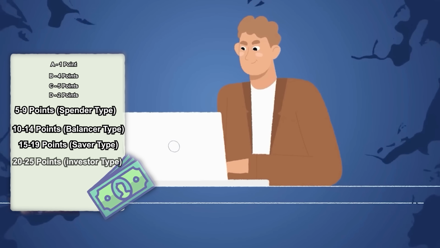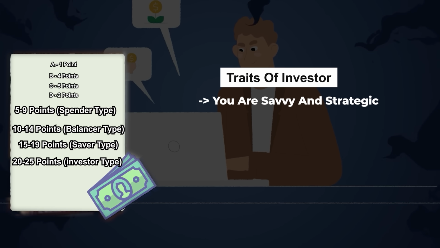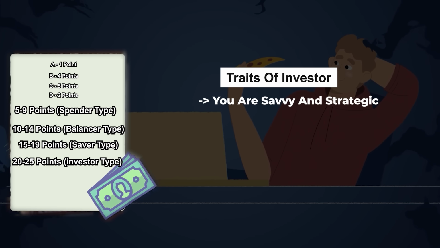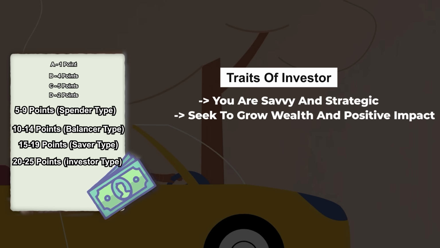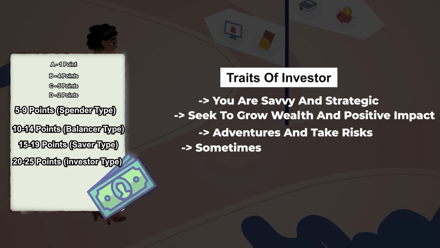And finally, if you're from 20 to 25 points, you're considered an investor. You are savvy and strategic with your money, and you really seek to grow your wealth and to have a positive impact. Generally, you're very adventurous and you're willing to take risks, but sometimes you may be a little too optimistic and ignore some of your basic needs.